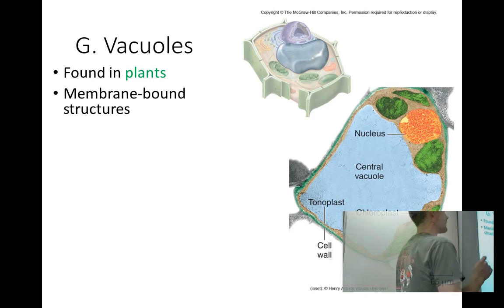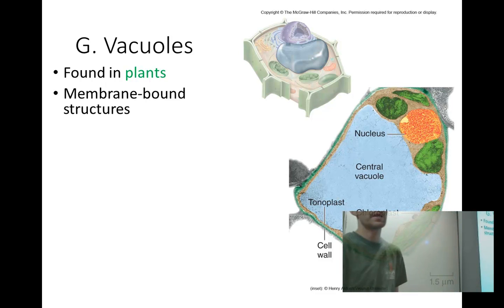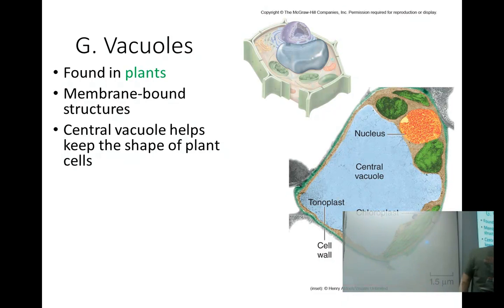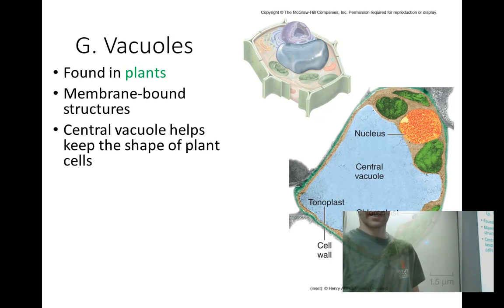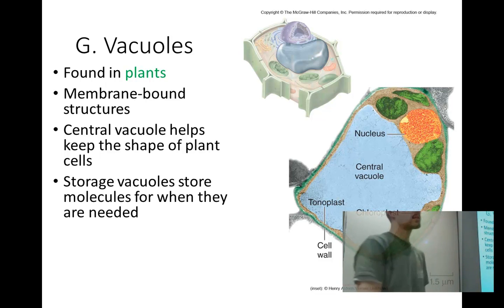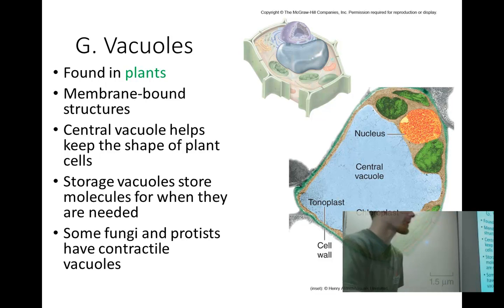Vacuoles are found pretty much only in plants. There are some little ones in animals, but for the most part they're just in plants. They are membrane-bound structures, usually just filled with a bunch of water. The central vacuole in plants is this whole thing here. You can control how much water is in there, and that'll affect the shape of the cell. Plants also have storage vacuoles, which store molecules for when they're needed for energy.